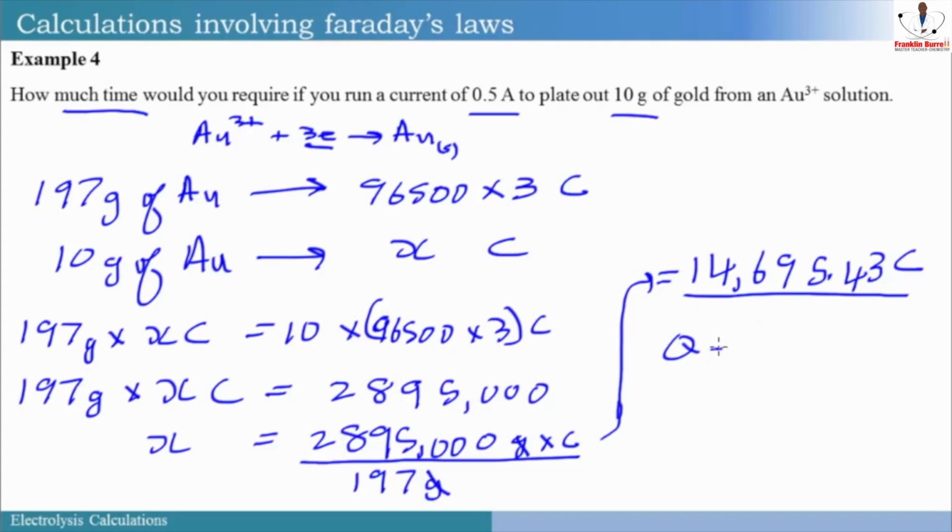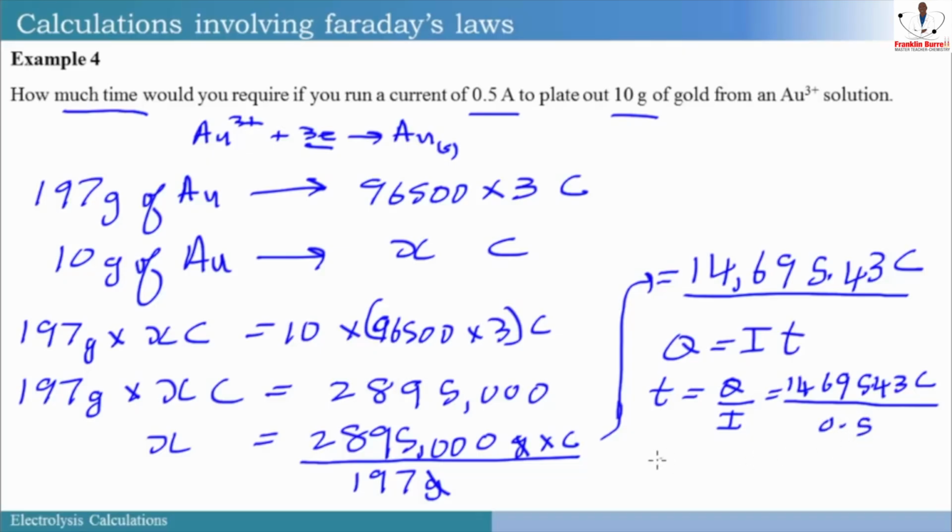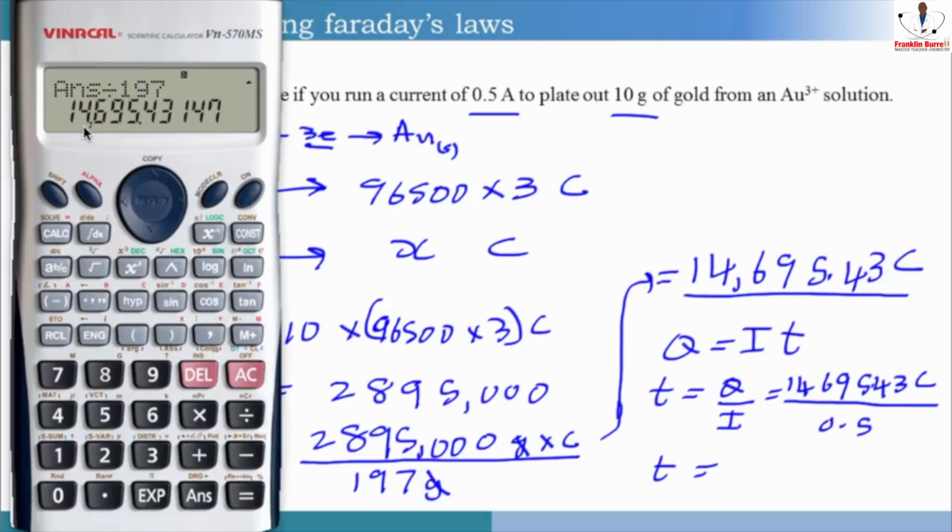So from Q equal IT, we want to find time because we know I and we now know Q. So T is equal to Q over I. So it's 14,695.43 divided by a current of 0.5. So the time it would require is equal to this value divided by 0.5.